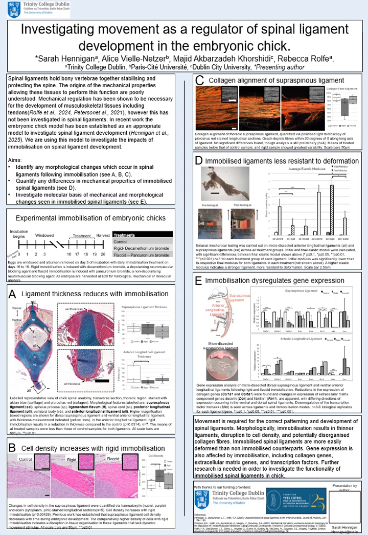In section B, you can see we analyze cell density by staining and counting nuclei in the supraspinous ligament. We found a significant increase in cell density with rigid immobilization, suggesting that immobilization disrupts tissue organization.